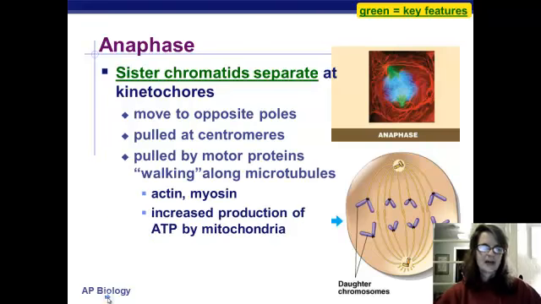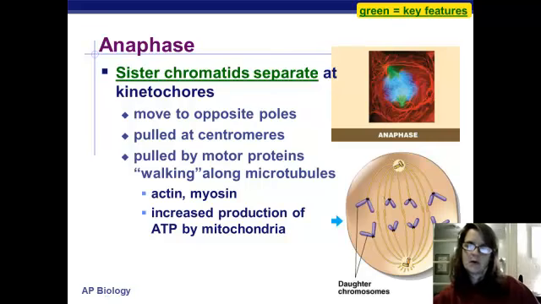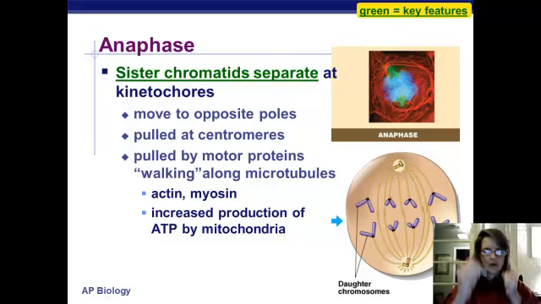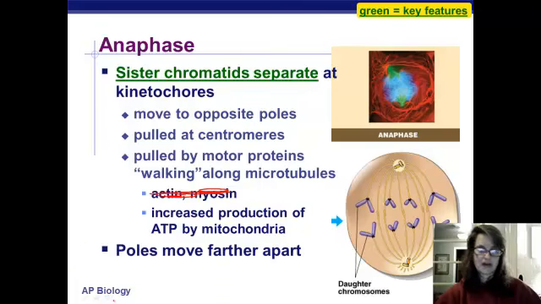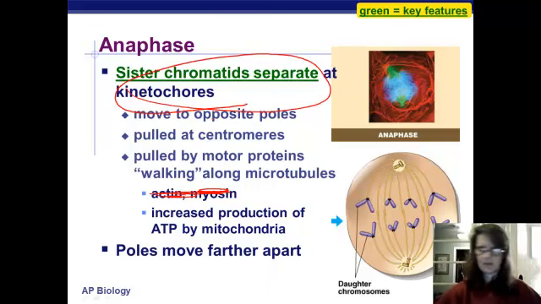That actually happens because little motor proteins are going to walk these chromosomes along the spindle. Again, it's tubulin, not that. And ATP, of course, would be involved in this. It's a very energetic process. Okay? So we're splitting the chromatids. This is the important thing to remember right there.